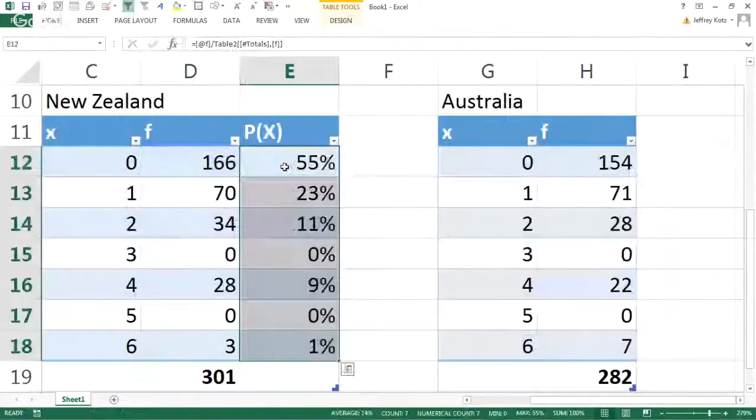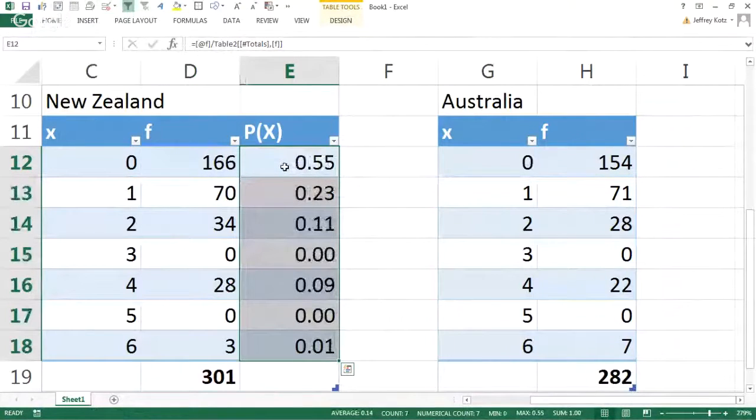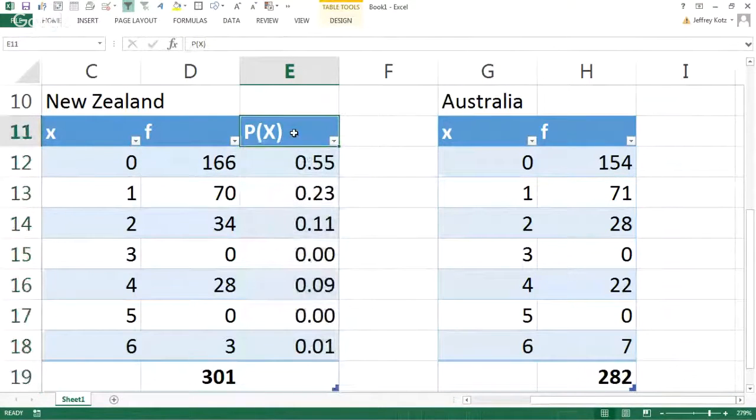As percentages, this is what you'll be presented with. But I tend to think of probabilities in terms of 0 to 1 rather than percentage. But P, or P of X, can be probability, proportion, percent, or relative frequency. All of those are the same. 55% or 0.55 is the relative frequency of zeros. They're not no balls, that's different, of zeros. 0.23 represents the proportion of times 1 run was scored on a ball.